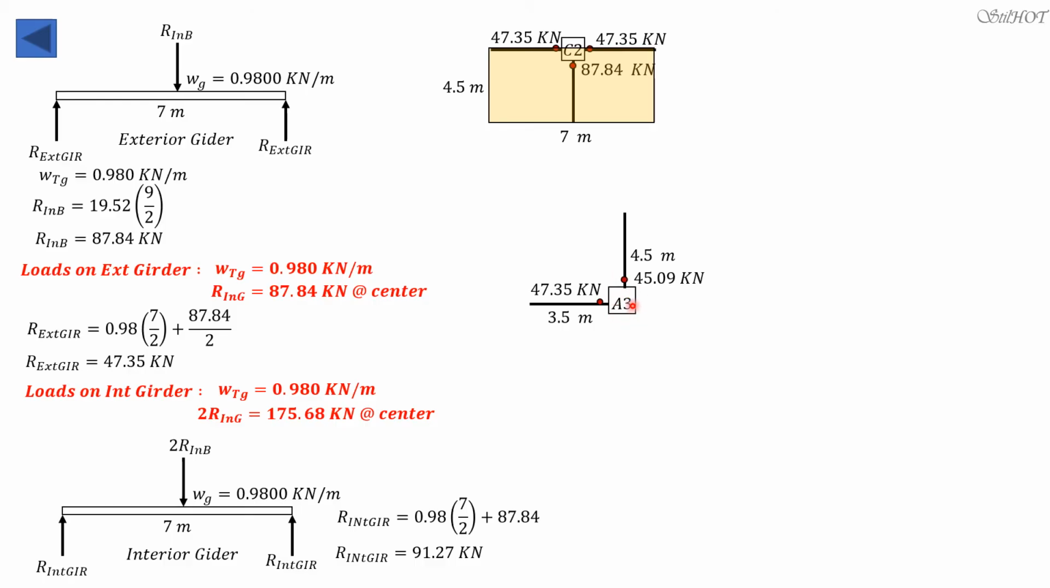The load for column A3 would be the sum of these two reactions. This is the tributary area for column A3, and half of L is 4.5. This is just S, because the distance between two columns is 2S, so half is 3.5, just S. So the force on column C2 is equal to 2 times 47.35 plus 87.84. That's the force transmitted to column C2, 182.84 kilonewtons.